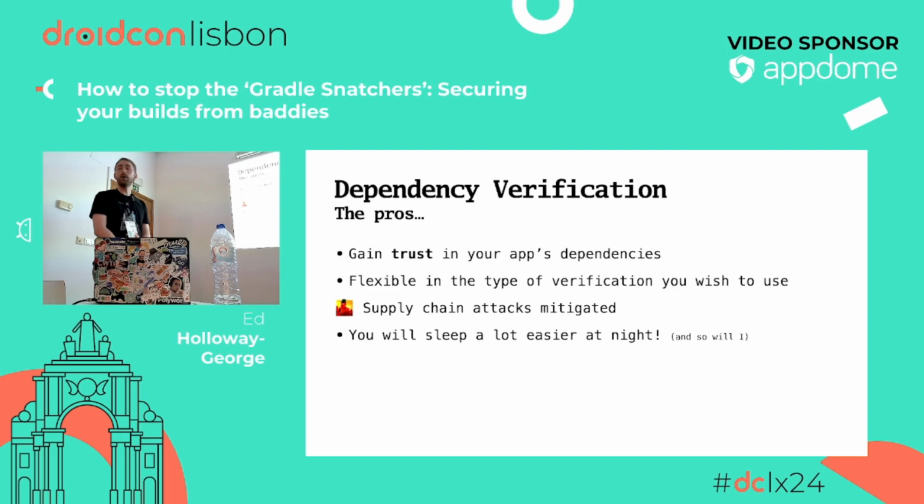So there are pros and cons, as with everything, to this process. The very first thing is that you get trust in your app's dependencies, which at the moment you might not be in a place where you do trust your dependencies. If you're pulling dependencies every day, how do you know where they're coming from? How do you know they are what they say they are? At the moment, you probably don't. Gradle is also flexible in the levels of verification you wish to use. So you have the dependency verification step and then the signature. So you've got the origin, and the integrity as well.